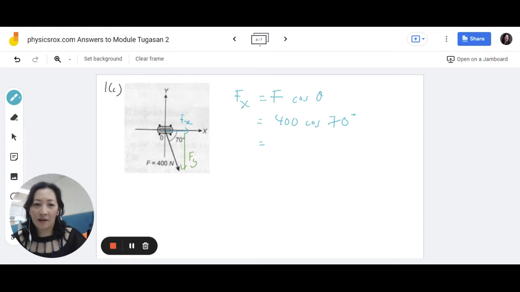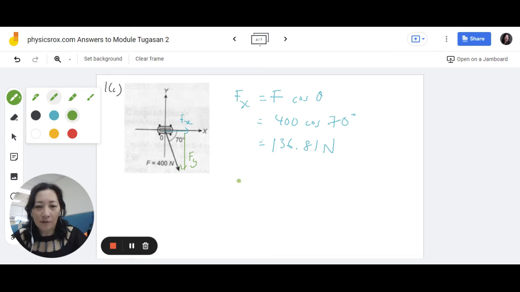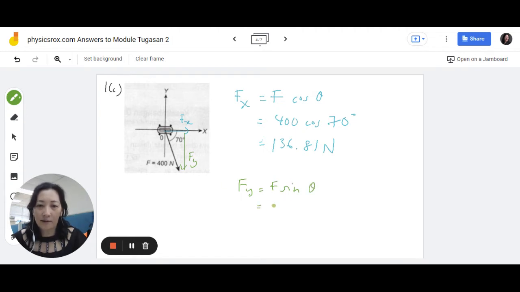I'm just checking against the book. The number is almost there, so it's correct. Where's my pen? Whoops, the pen disappeared from screen. 136.81. Something's wrong with the pen, because I can't see where the pen position is. Okay, there it is. So FY, therefore, would be F sine theta, because it's opposite, right? Opposite over hypotenuse is sine, right? So 400 sine 70, and that gives us, again, I'm just calculating it, 375.88. Okay, and there we go.